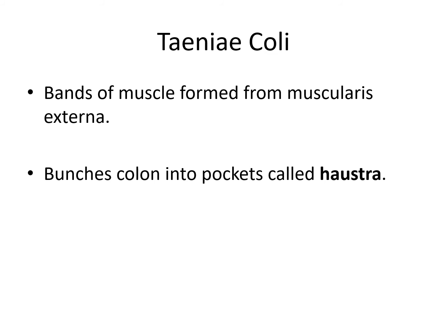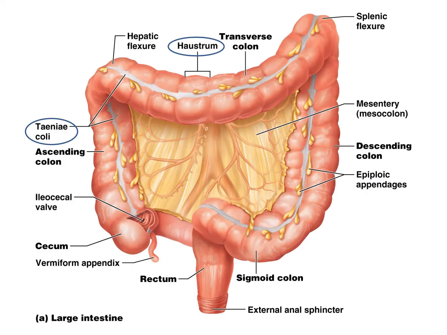Now, the large intestine has unique bands of the muscularis externa called the teniae coli. Okay, and the teniae coli is then bunched up into little pockets called haustra. So in this picture here, we see these muscular bands called the teniae coli, and that these form little pockets called the haustra. And haustrum is a single one.